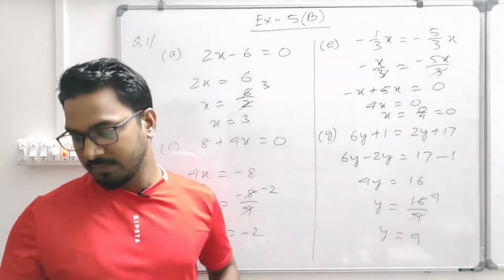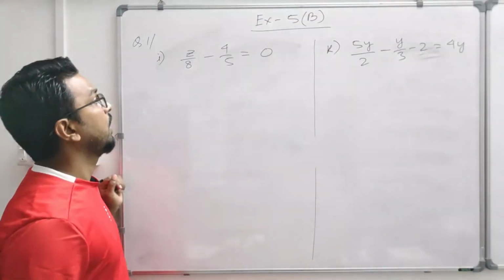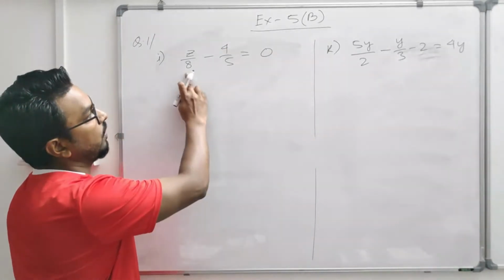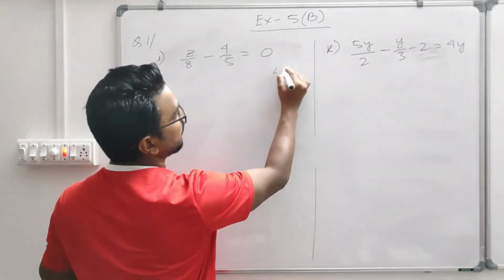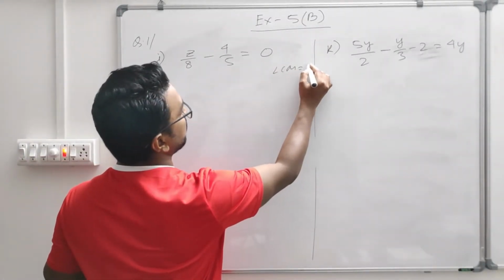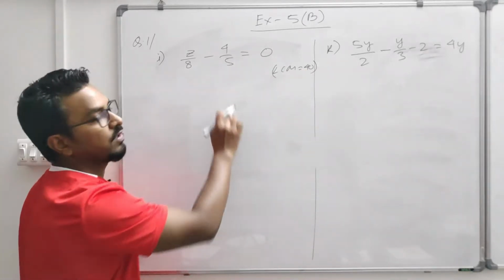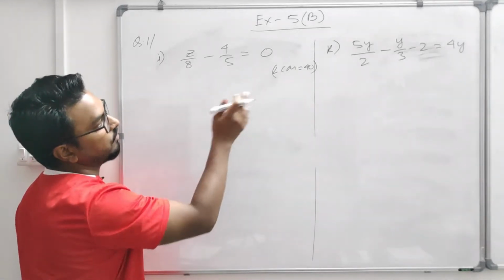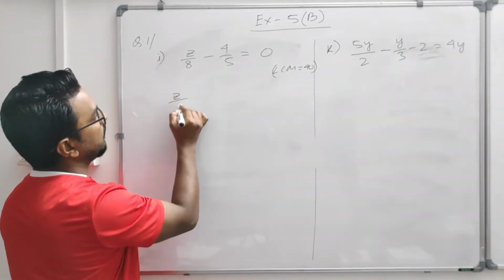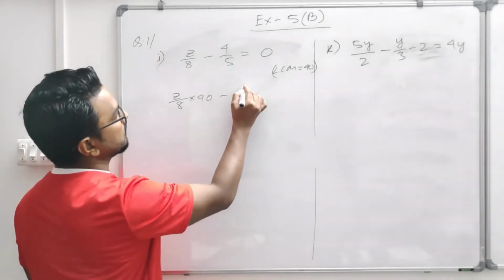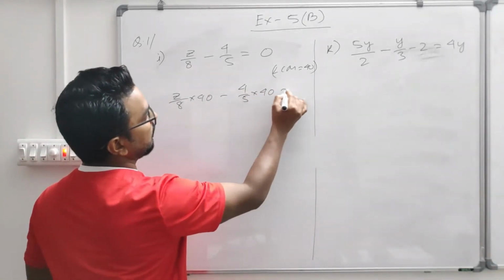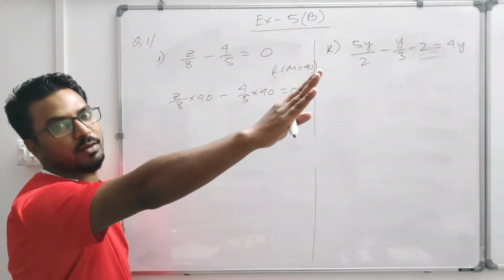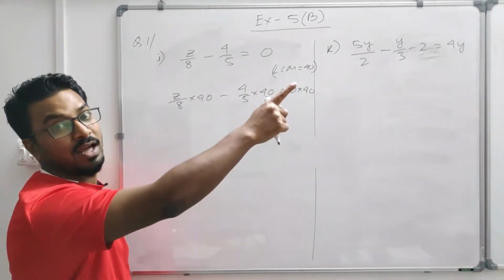Very simple. So next question is given, z by 8 minus 4 by 5 equals 0. Okay, so what will be the LCM for these two numbers? LCM will become how much? LCM is 40. Okay, the LCM for these two numbers will be 40. So if you multiply both the rational numbers with 40, what you will get? z by 8 into 40 minus 4 by 5 into 40 equals 0 into 40. Okay, so whatever LCM you get, you just multiply with all the numbers in the left hand side as well as in the right hand side.